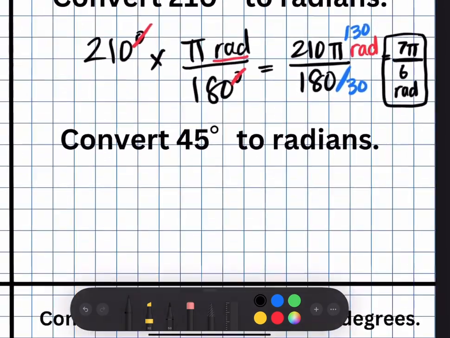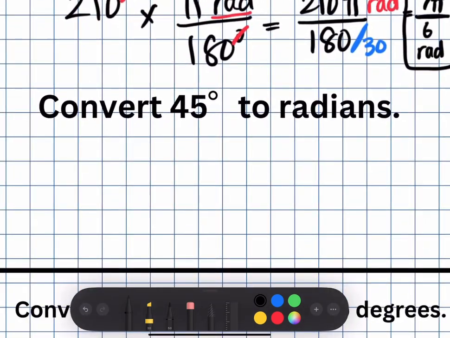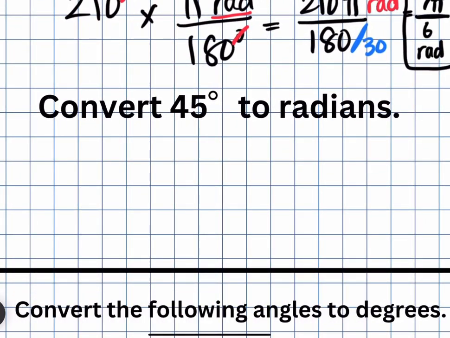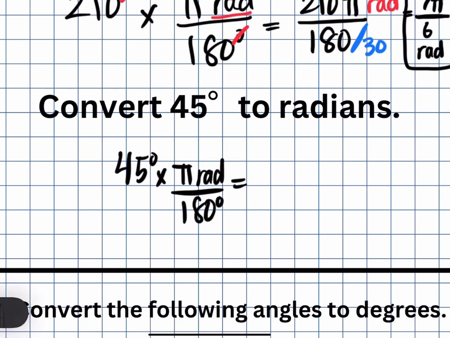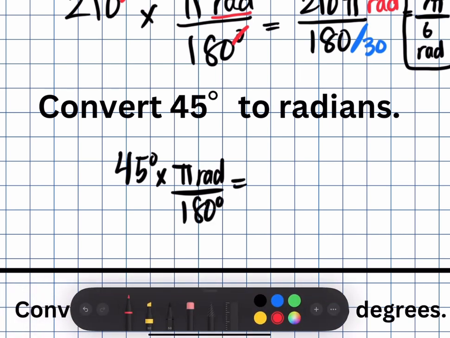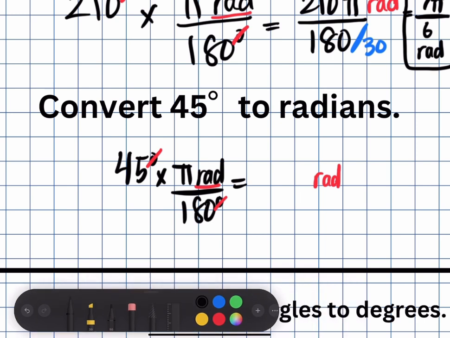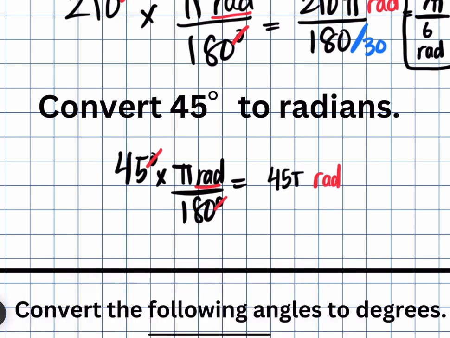Okay. Now let's go ahead and convert 45 degrees to radians. So same thing, I take my 45 degrees. I'm going to multiply by pi radians over 180. And the degree sign is going to cancel, and I'm going to be left with radians. Right? And now we multiply across, and I have 45 pi over 180.